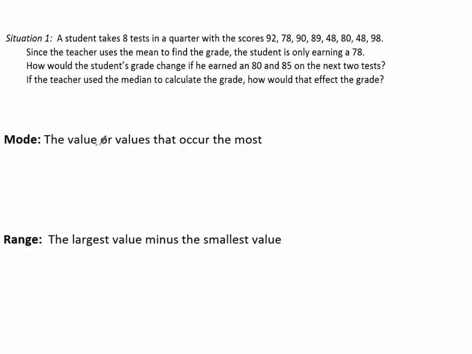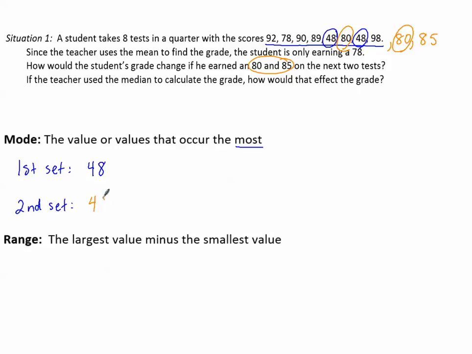The mode is the value or values that occurs the most. So in the first set, looking at this set of values, which one do we see happening the most? 48 happened twice. No other numbers happen twice. So in the first set, 48 occurs the most. In the second set, where we add 80 and 85 onto our list, now I see 80 is also occurring twice. So in the second set, there are two modes, 48 and 80.